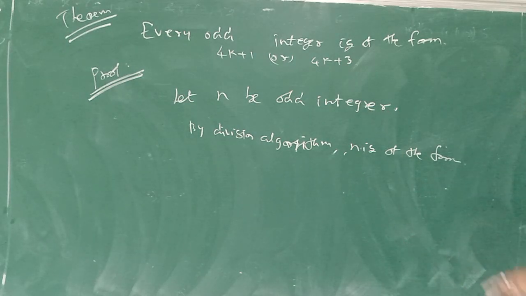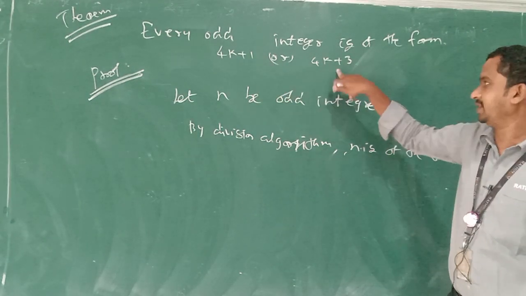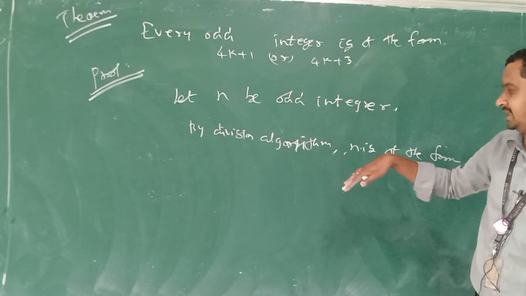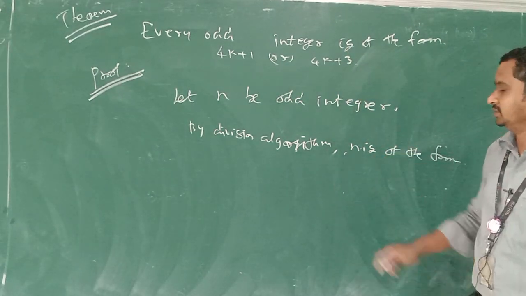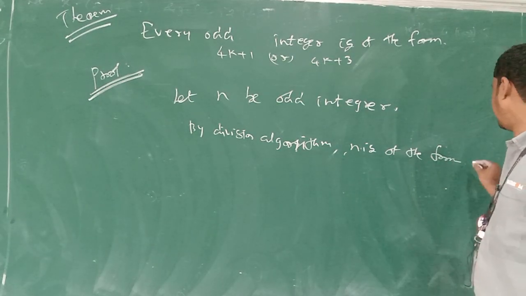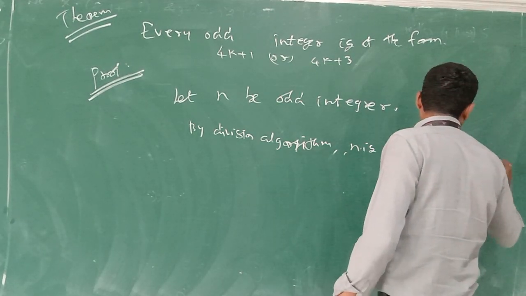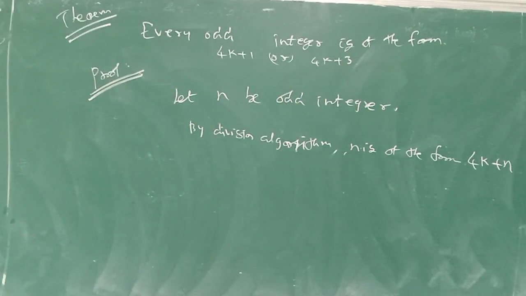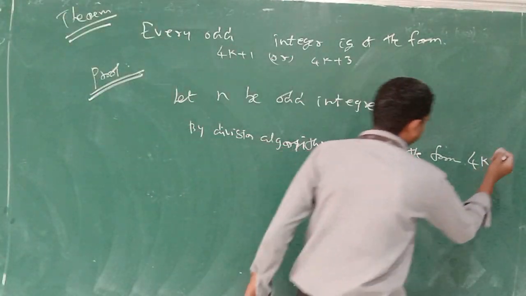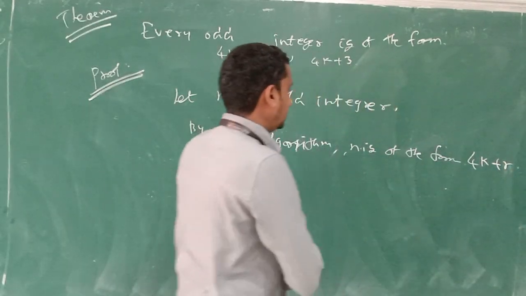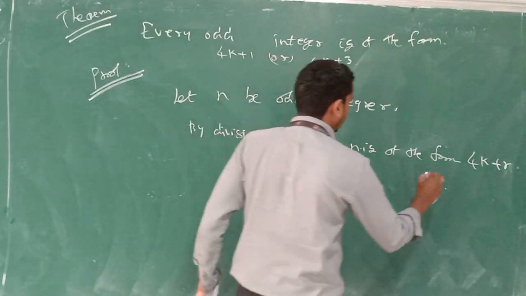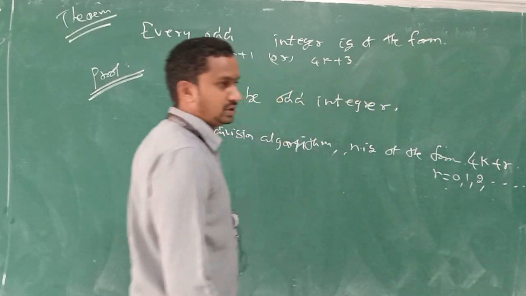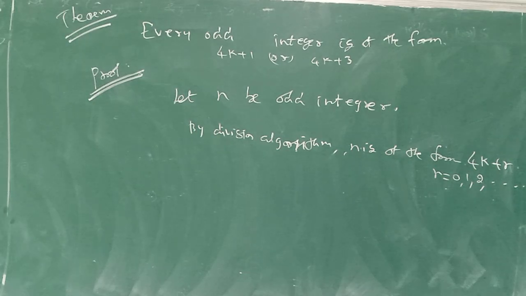Here every odd integer is of the form 4k plus 1 or 4k plus 3. This is only the first term or third term of the odd integers. But by the division algorithm, write the general term. So based on that, the general term notation is 4k plus r. Here r is nothing but all the general values 0, 1, 2, etc.